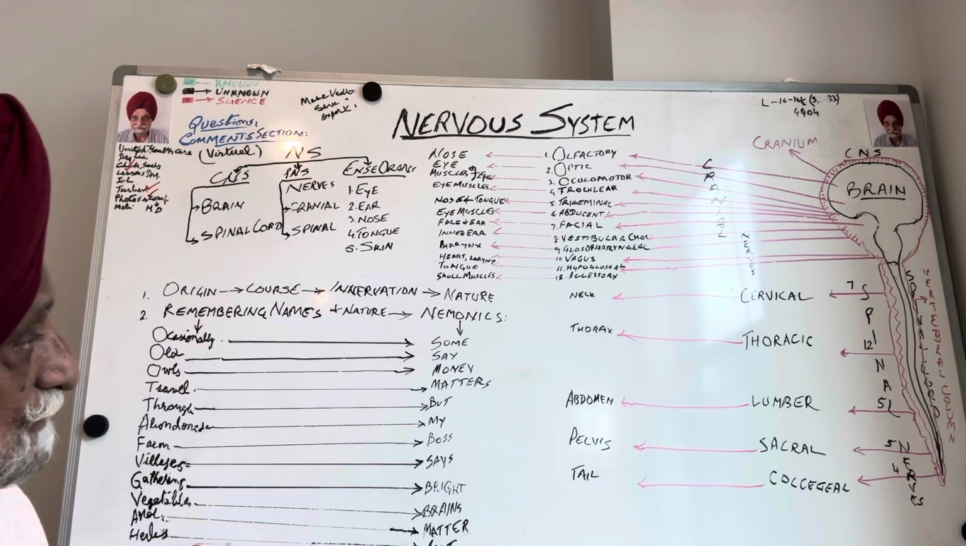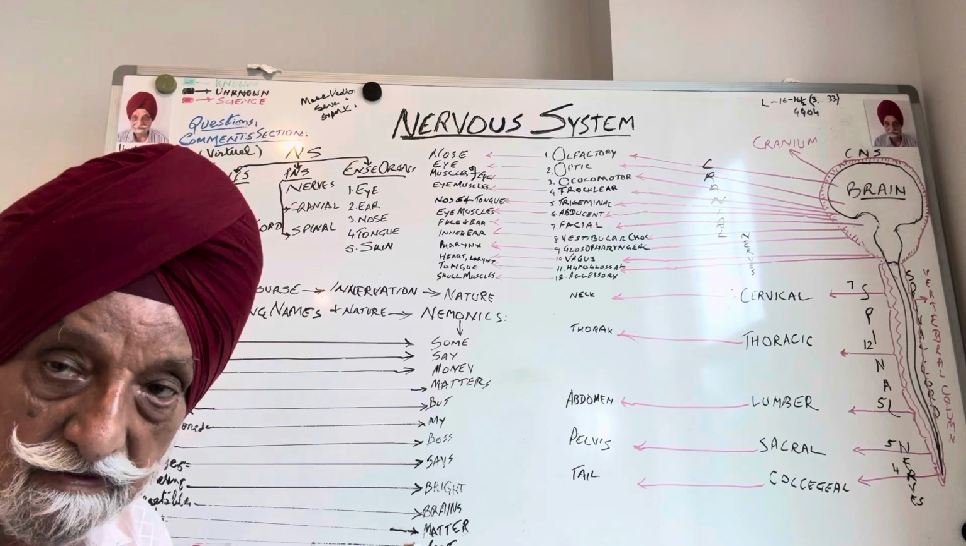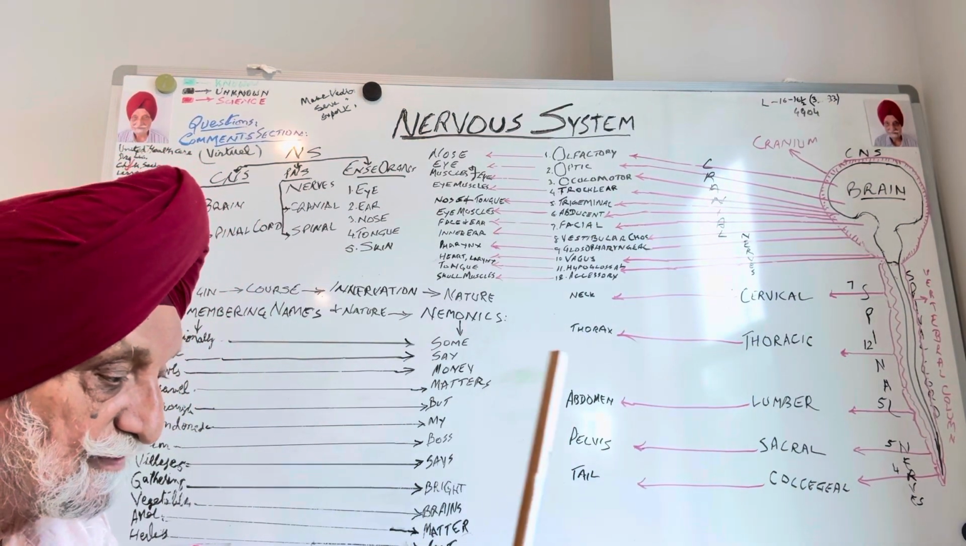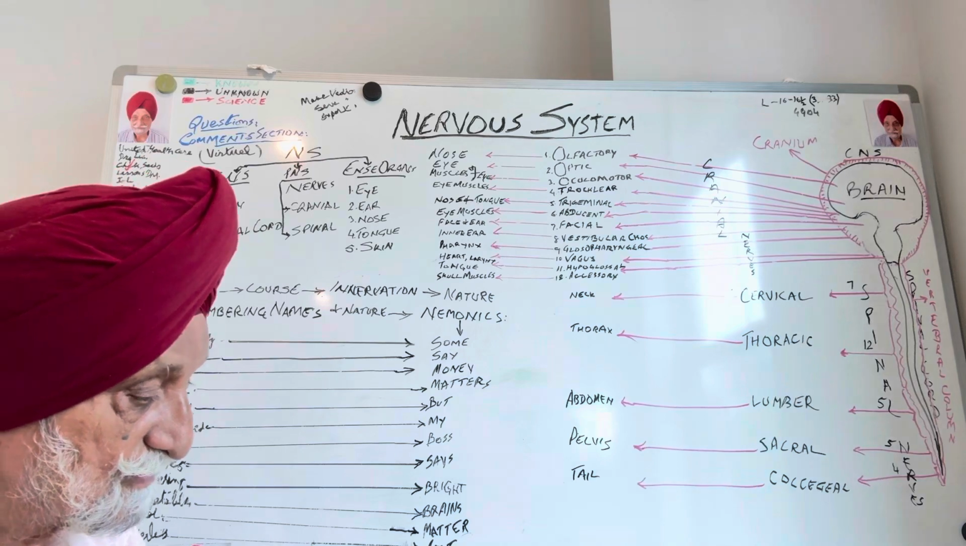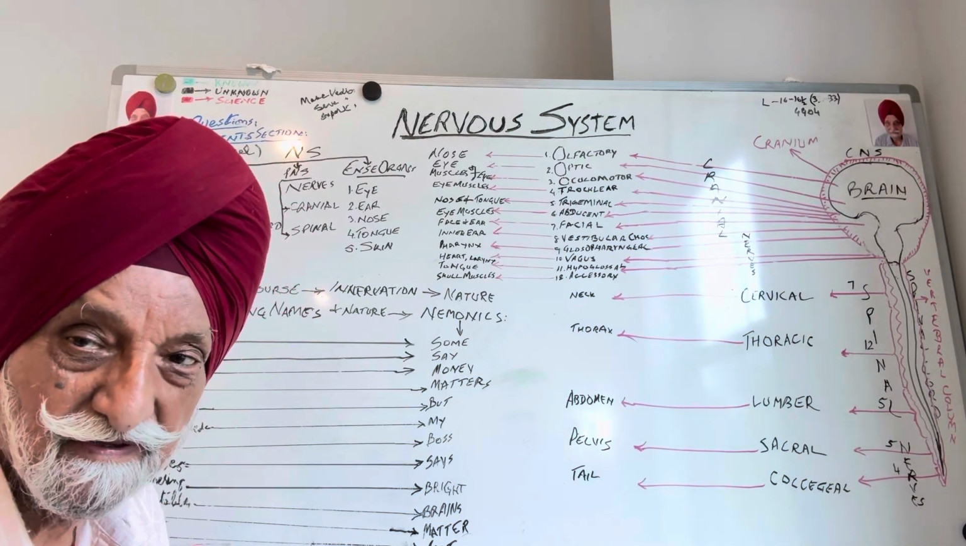And the nerves from the brain are the cranial nerves. That is about the peripheral nervous system, and that is what I have to tell you about the peripheral nervous system today.